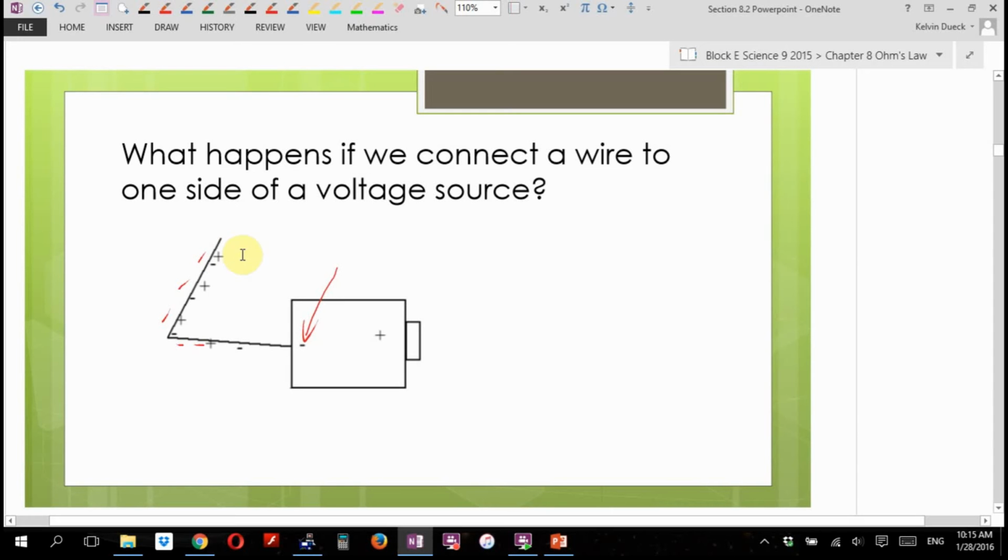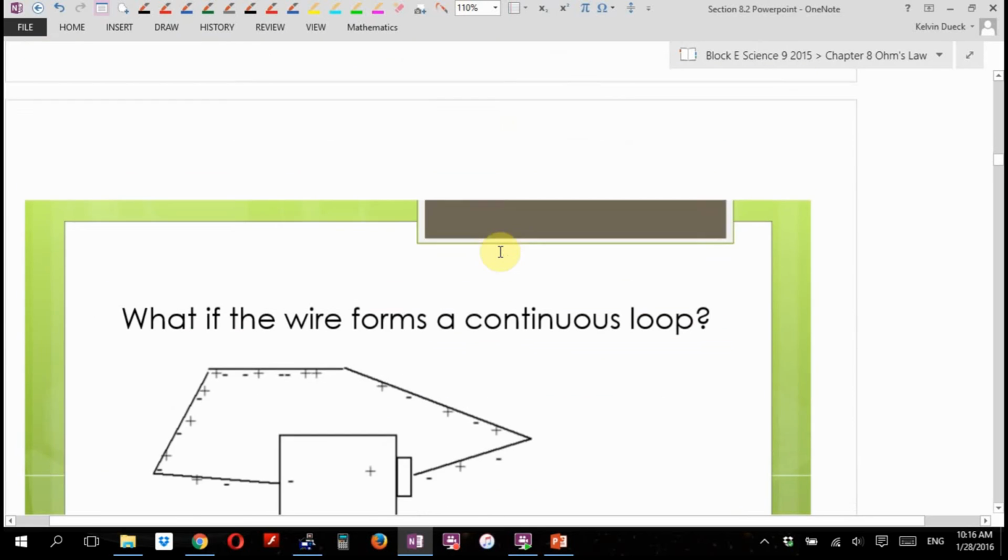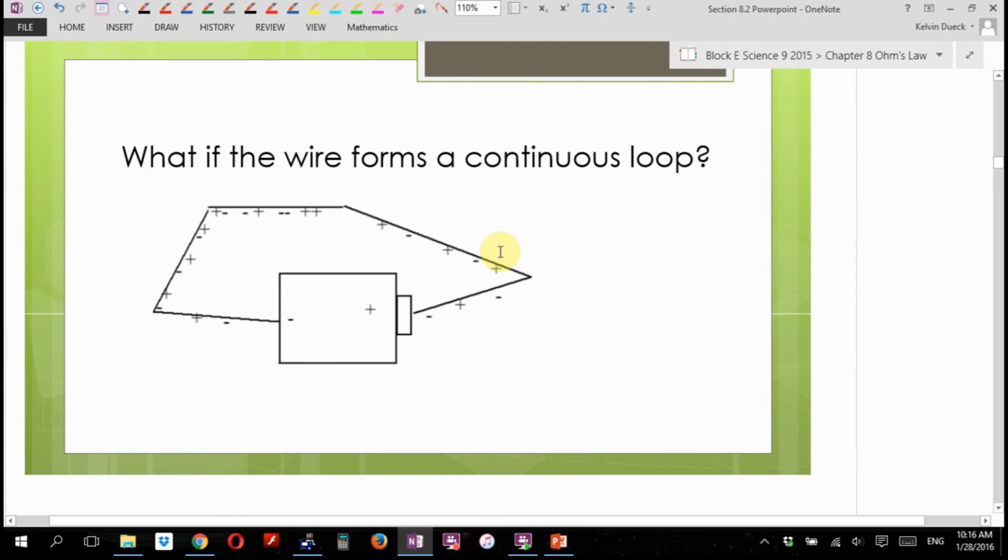So what happens if we connect a wire to only one side of a voltage source? Nothing. Charges don't flow. That's why, by the way, if you touched a wire to one part of a battery and taped it there and left it sitting in the drawer, you wouldn't drain the battery. There are no charges flowing. But when you complete the circuit, what if the wire forms a continuous loop?